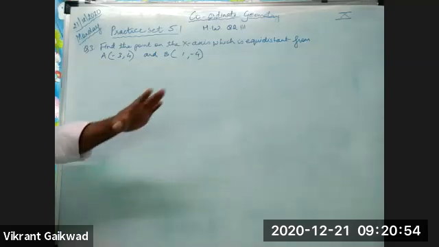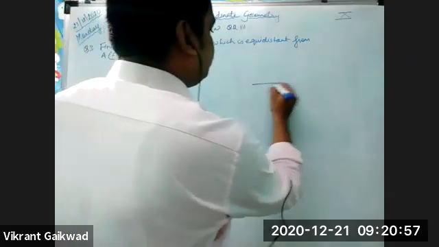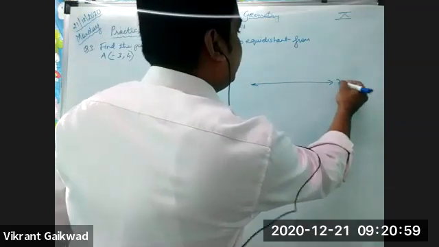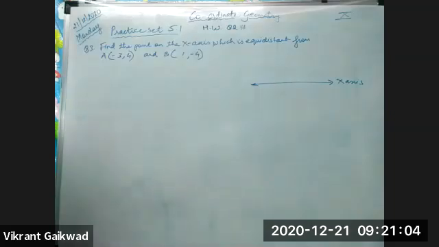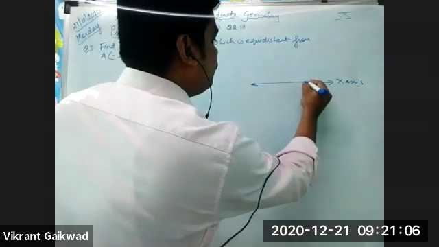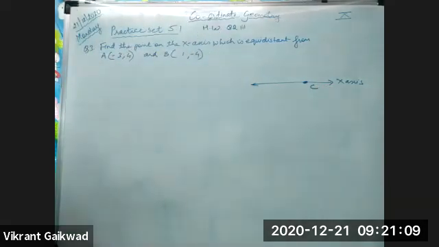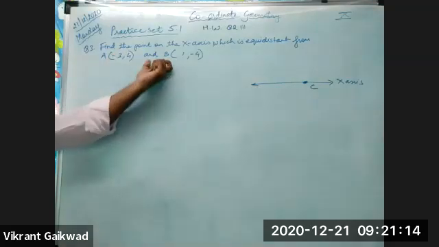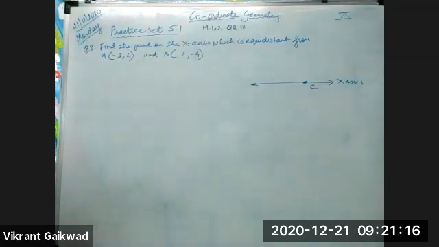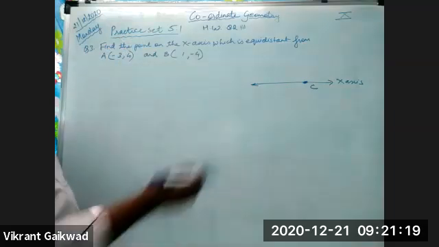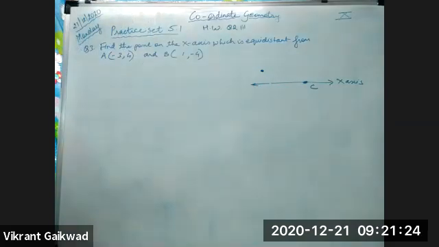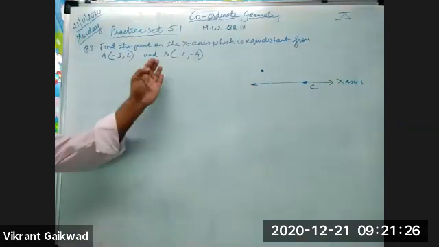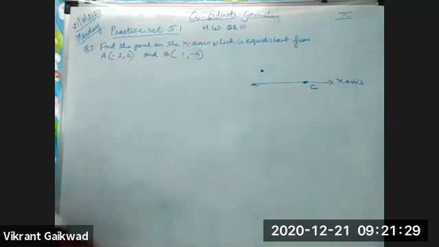Now just assume this is your x-axis. You want to find the point on the x-axis. I'll name that as point C. From A (minus 3, 4) and B (1, minus 4). See, minus 3 comma 4 will lie in the second quadrant above, and B would lie in the fourth quadrant.